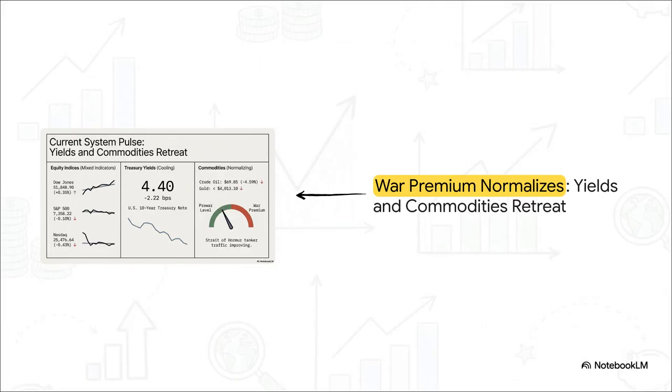And check this out, at the exact same time we're seeing this fascinating normalization across commodities. Crude oil has dropped about 4.6%, down to $69.85, and gold just dipped under $4,013. What we're really looking at here is the war premium deflating. With tanker traffic picking back up and improving in the Strait of Hormuz, that geopolitical fear factor, it's just rotating right out of commodity prices, letting the system cool off.